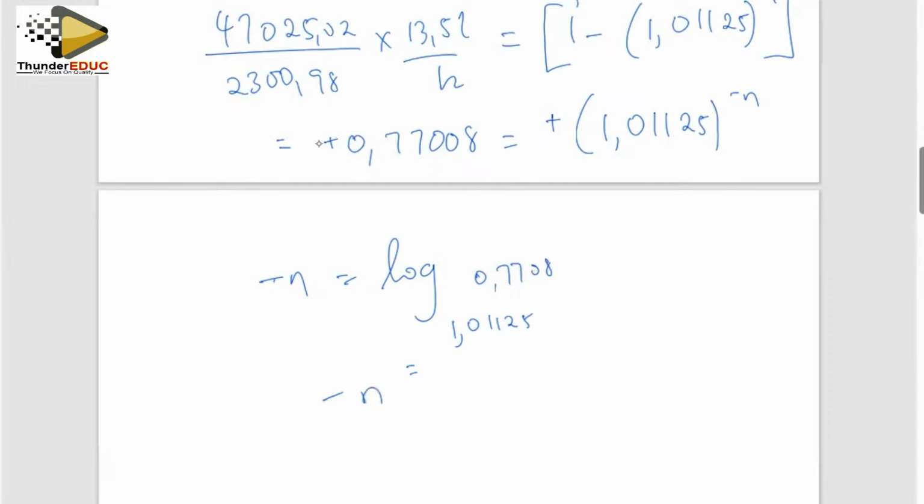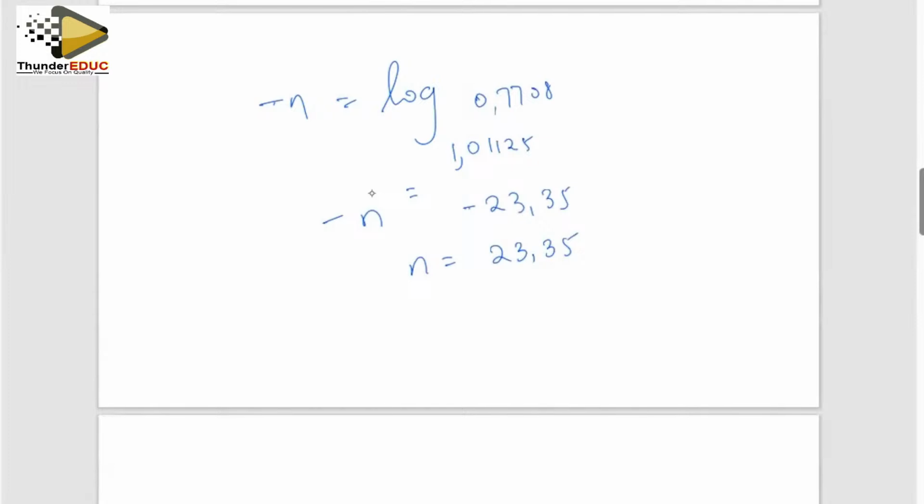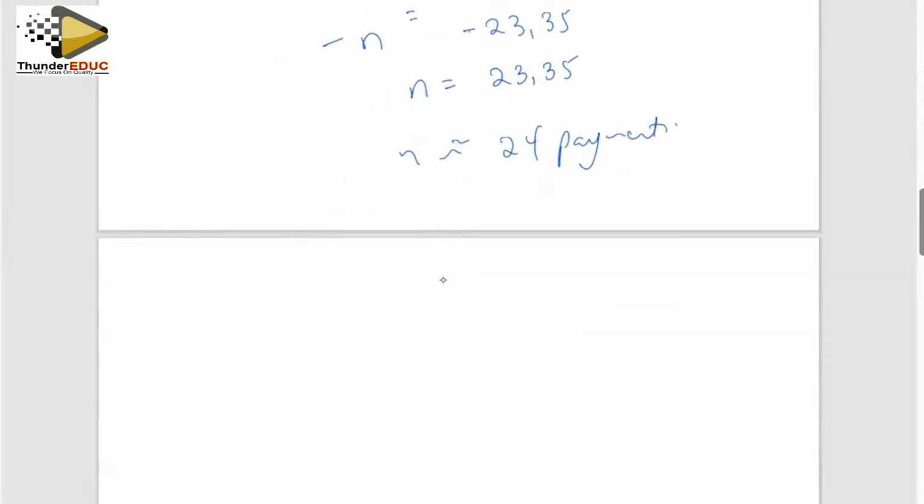0.7708. So negative n is giving me negative 23.35, which means we're gonna have 23.35 payments, which is like 23 full payments, and then there's an extra, which means n is approximately 24 payments that must be made. Now, if we're looking at the 60 payments minus the 23 payments that were made, and then I subtract also the 24 payments that must be made to clear that.